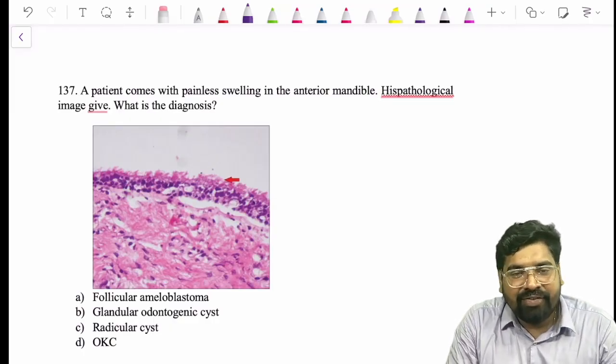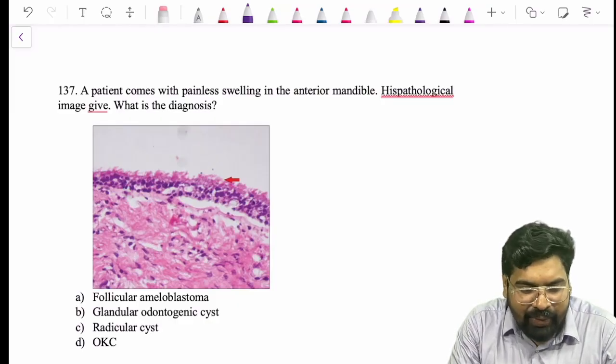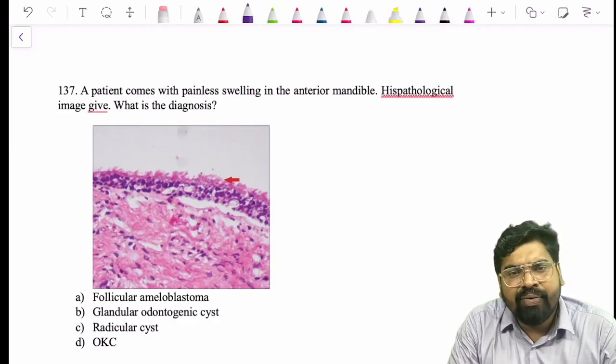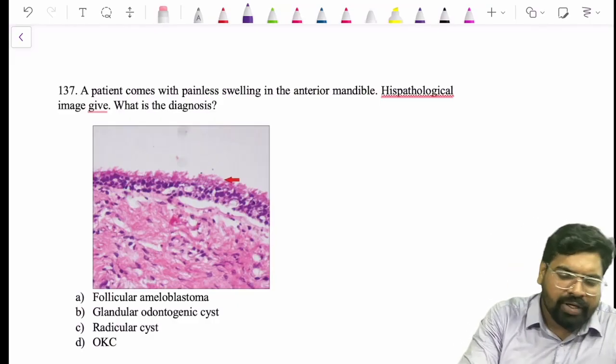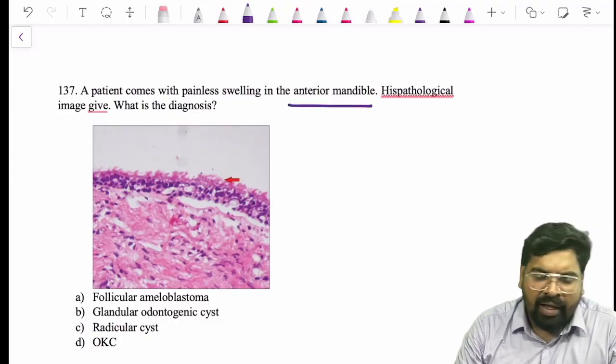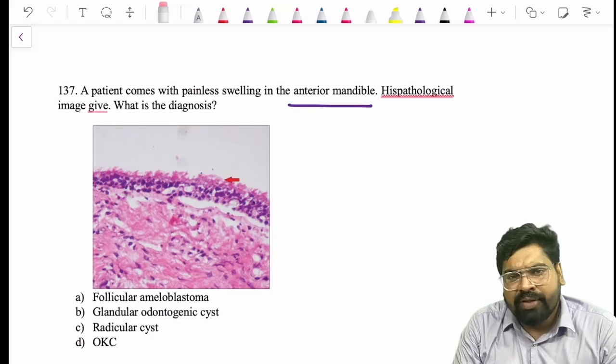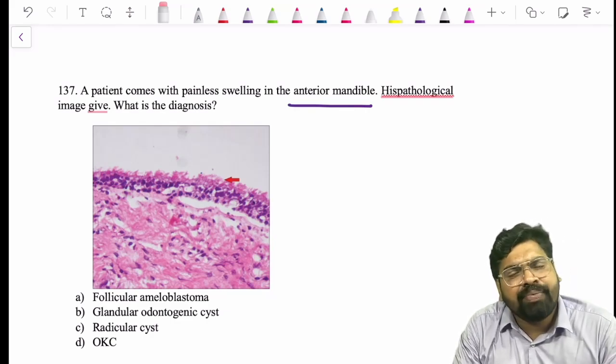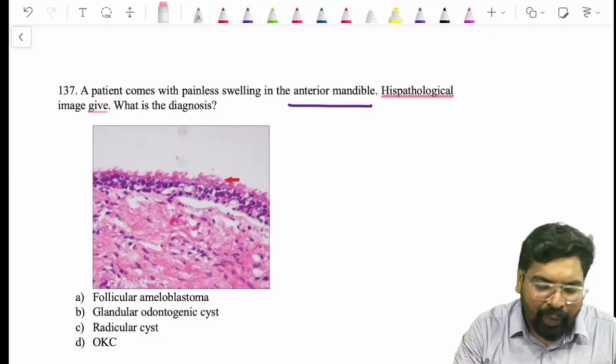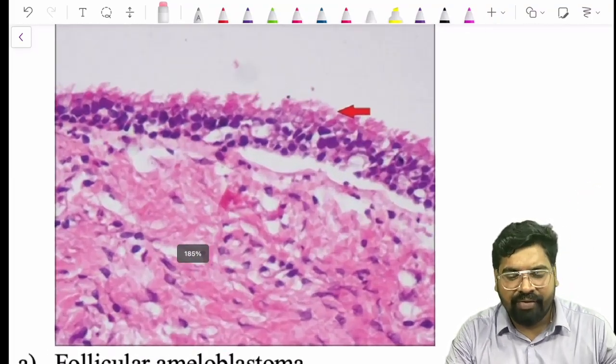This question was from your NEET 2022, I think 2022 or 23. So here we have a painless swelling in the anterior mandible. A histopathological image is given and there is no other clue. So we have to get this answer from the picture itself. So I am going to see the picture. I will zoom in for you.